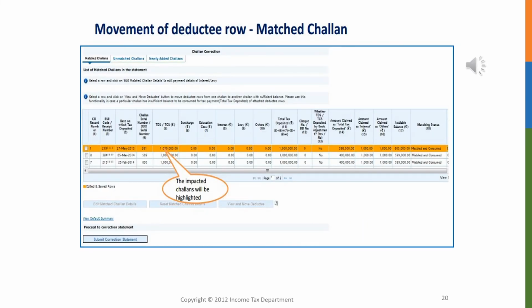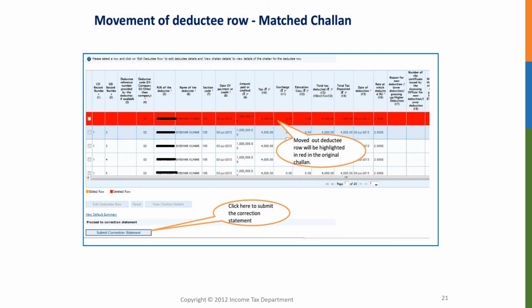Now you can see that the impacted challan will be highlighted in orange color. Similarly, the moved out deductee will be highlighted in red color in the original challan, that is the challan that was previously overbooked. Now you can submit your correction statement. For that, click on the Submit Correction Statement button at the bottom of the page.